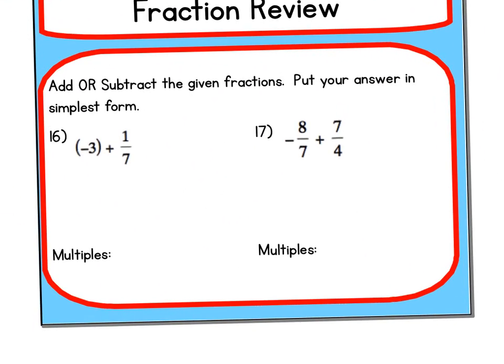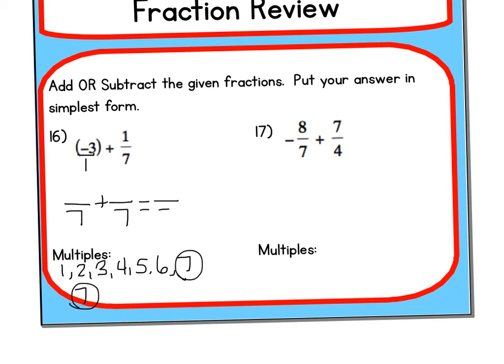Moving on to the next one, number 16, you'll notice that negative 3 isn't yet a fraction, so I'm going to make it a fraction by putting it over 1. So now to list our multiples, 1, 2, 3, 4, 5, 6, 7, I notice that they meet up right away at 7. So it's going to be something over 7, it's a plus sign, plus something over 7 equals something over 7. The first fraction, to get from 1 to 7, we multiply by 7. Negative 3 times 7 is negative 21. The second fraction's already over 7, so we're going to leave it the same.